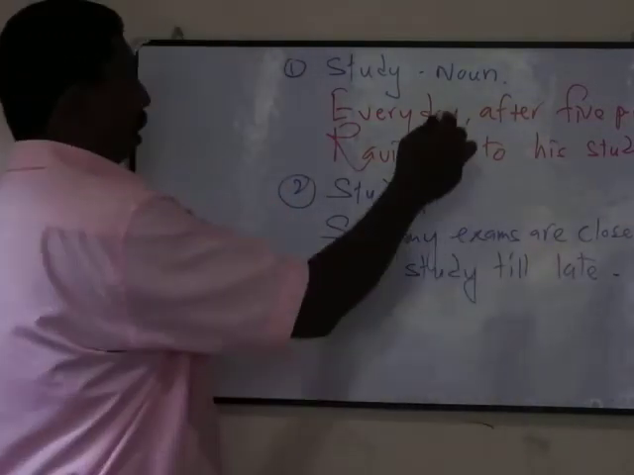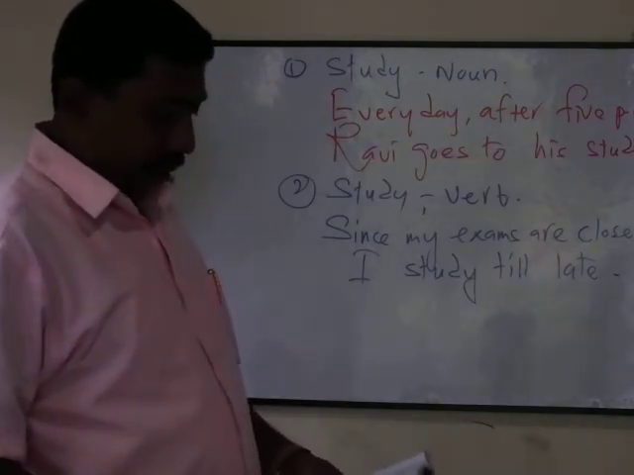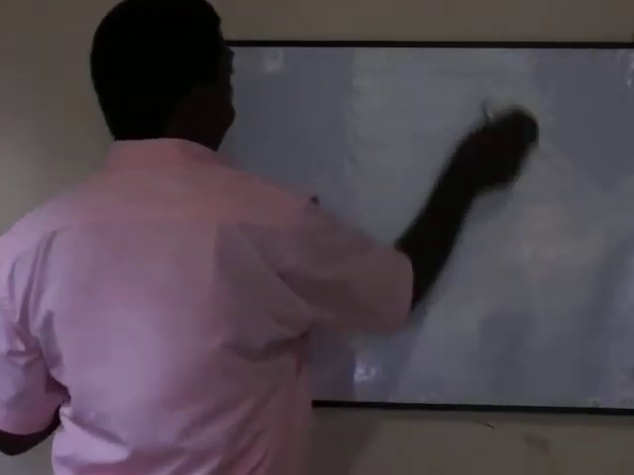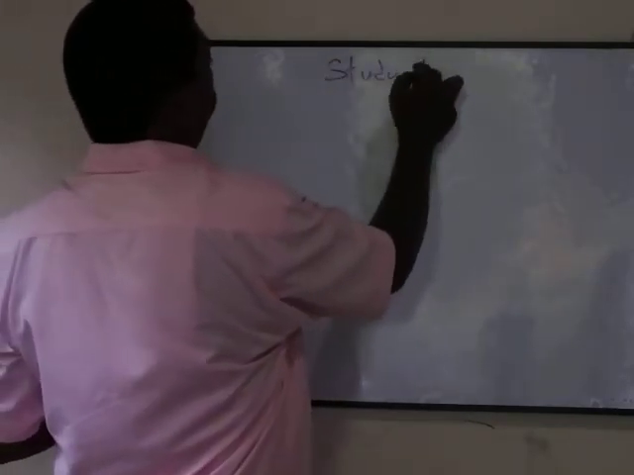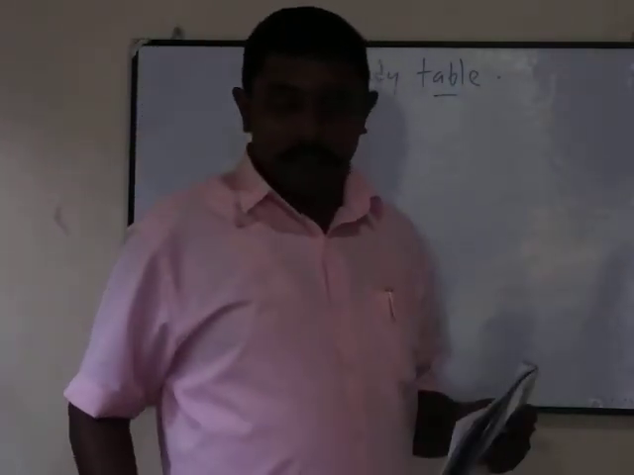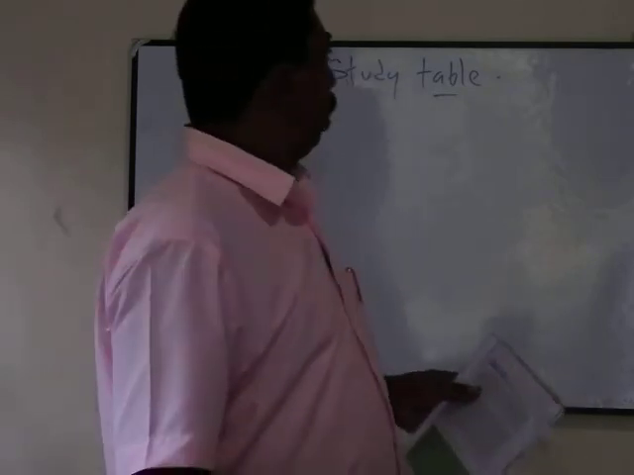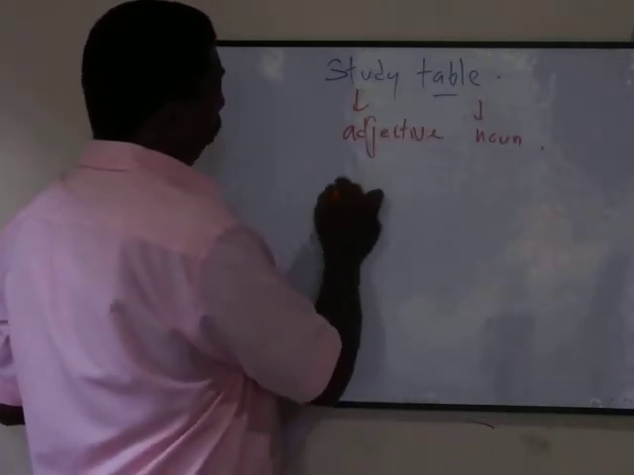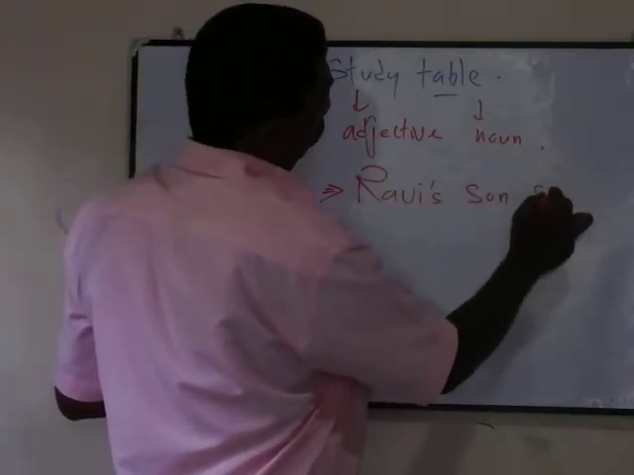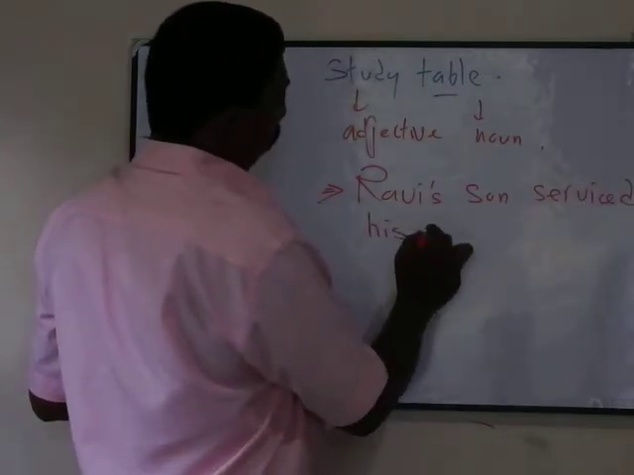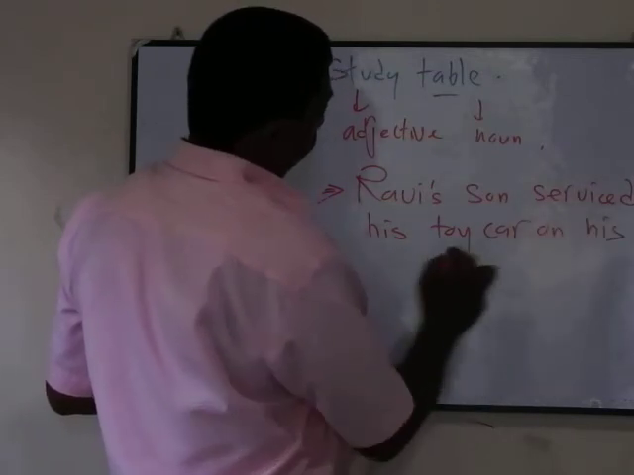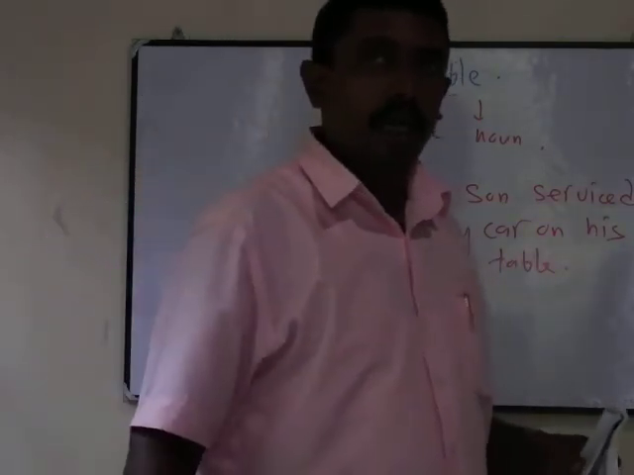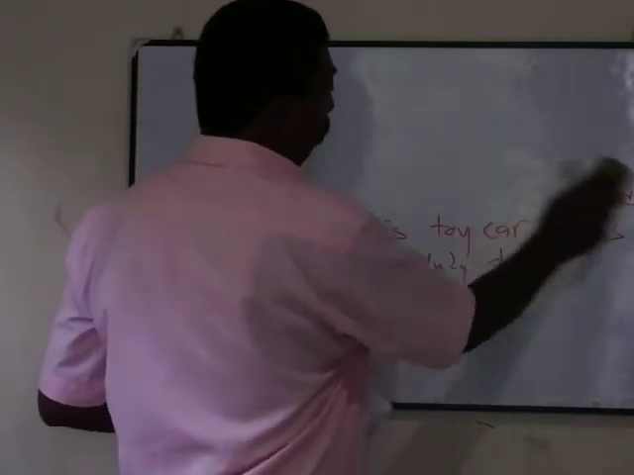This is for a noun, this is for a verb. Right, third: study table. Children, we pronounce this word as table. Study table. Then this is an adjective. Ravi's son serviced his toy car on his study table. We can say Ravi's son serviced his car on his study table.